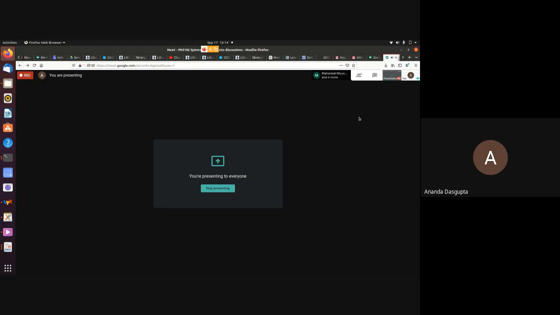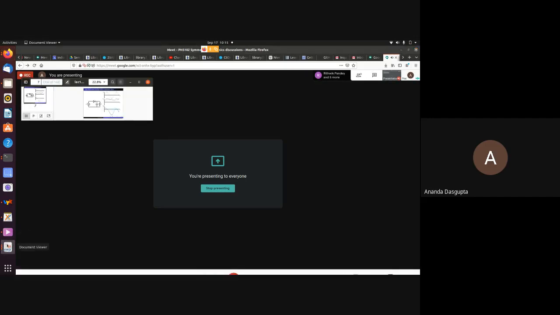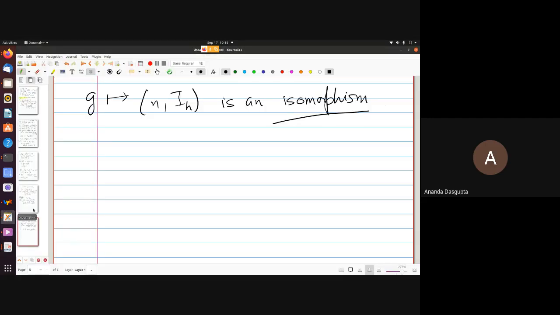Okay, fine. So now we are going to take a look at what is actually the real goal of doing group theory in physics, which essentially is the theory of representations.